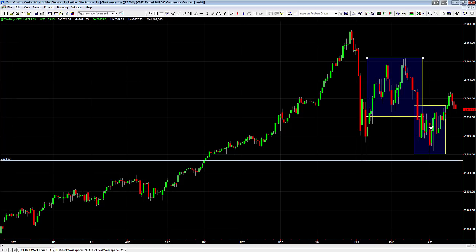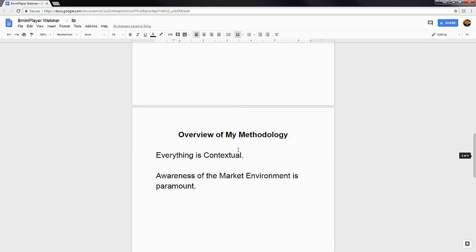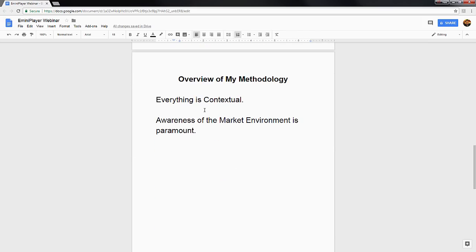Now, in terms of the methodology, it really revolves around understanding the market environment, right? So when it comes to the methodology, I would say everything is contextual. The market context plays a big role, and awareness of the market environment that you're trading in is paramount. Now, when it comes to market environments, we can simplify yet again. The markets are either going to be directional, where one side is dominant and the market is essentially trending or moving in a very directional way in one side, or the market is going to be balanced or range bound or sideways, right? So you can either have a sideways market where it's just going back and forth between a trading range, or you can have a directional market.